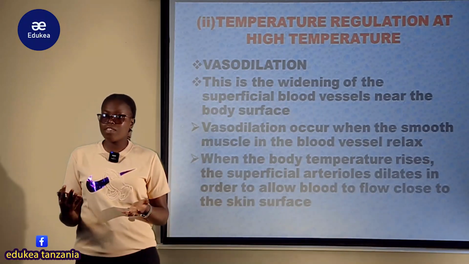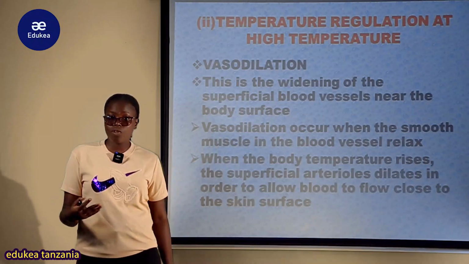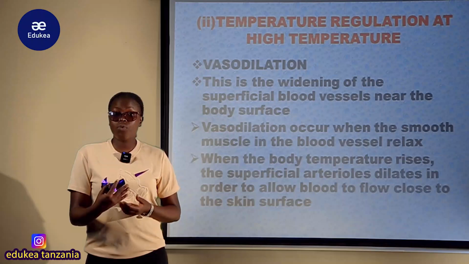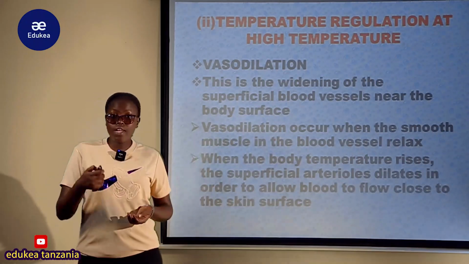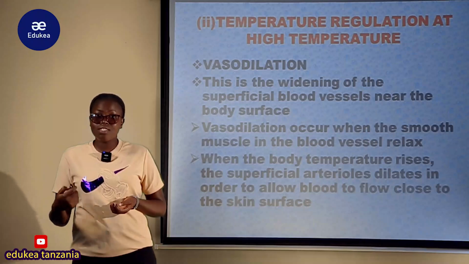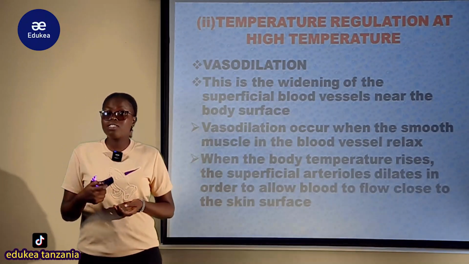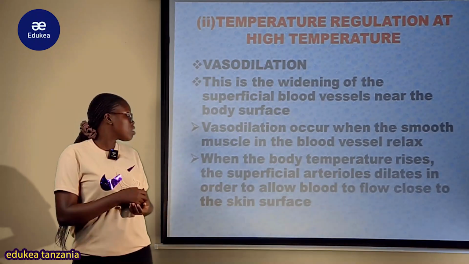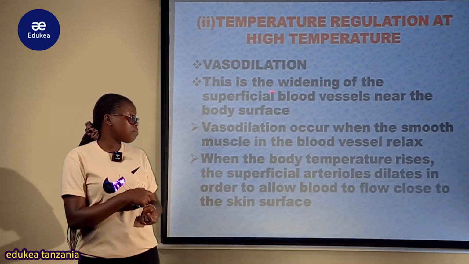Kwa ile speed of the blood, the speed of the flow of the blood to variety of the body part, kwa mfano under the skin and different body part inakuwa inaongezeka as mechanism of the cooling the body from overheating. So when the surrounding temperature is high, the human body tends to respond by the vasodilation of the blood vessels. So this is a widening of the superficial blood vessels near the body surface.